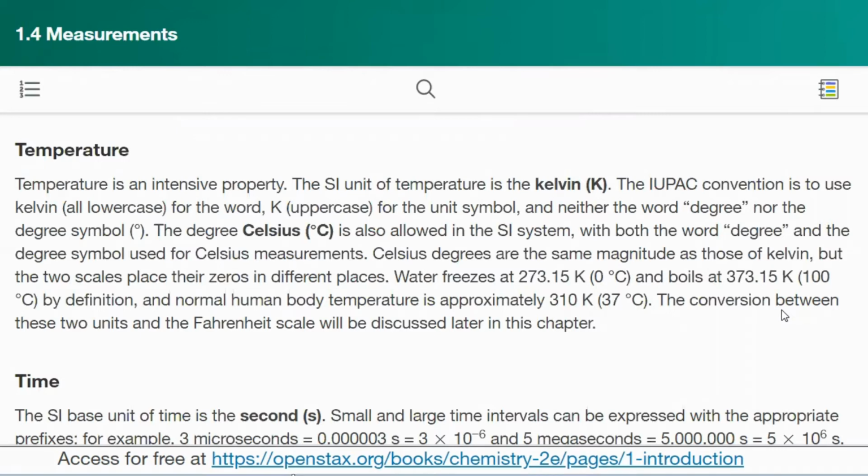Celsius degrees are the same magnitude as those of Kelvin, but the two scales place their zeros in different places. Water freezes at 273.15 K, or 0 degrees Celsius, and boils at 373.15 K, 100 degrees Celsius, by definition. Normal human body temperature is approximately 310 K or 37 degrees Celsius. The conversion between these units and the Fahrenheit scale will be discussed later in this chapter.